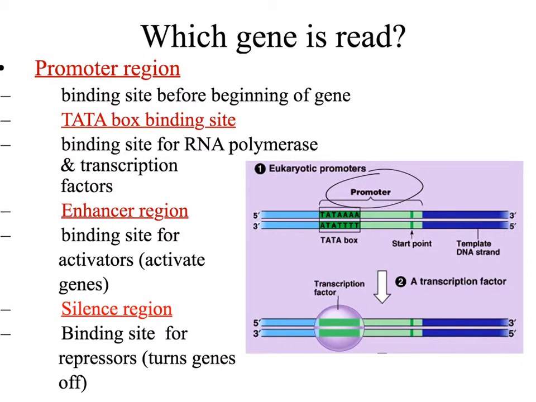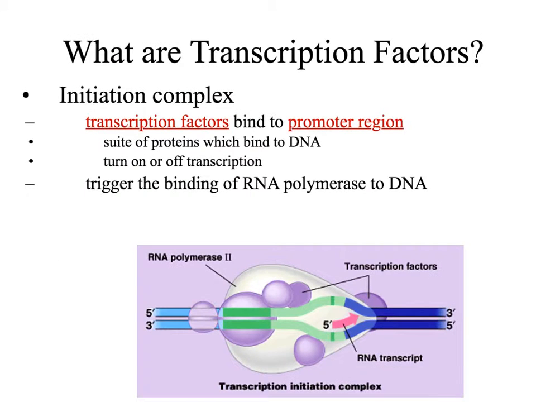Near the promoter, there is an enhancer region and a silencer region. The enhancer region is the binding site for activators. Activators, remember, are going to activate the genes. And then there's a silencer region, which is a binding site for repressors, and those are going to turn the genes off. Okay, so what are transcription factors? They're little proteins, and they bind to the DNA, and they basically can turn on transcription or turn off transcription. They trigger the binding of the RNA polymerase to DNA.